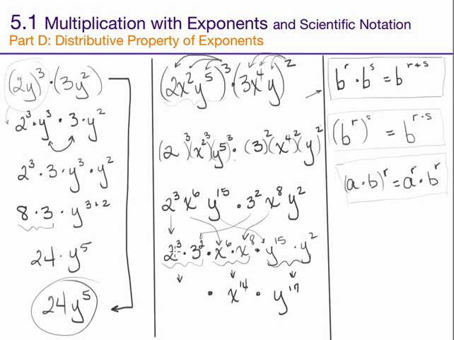Fortunately, I do know what 2 to the third is. 2 times 2 times 2 is 8. I also know what 3 squared is. 3 times itself, 3 times 3 is 9. And finally, I can multiply these two together, drop these extra dots, and my final answer is this. 72, x to the 14th, y to the 17th.